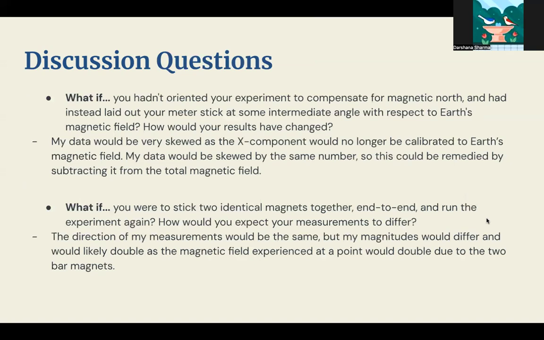If I hadn't oriented my experiment to compensate for magnetic north and instead just laid it out at some random angle, my data would likely be skewed, as the x component wouldn't be calibrated to Earth's magnetic field. However, it would be skewed by the same number. This could be remedied by subtracting it from the total magnetic field.